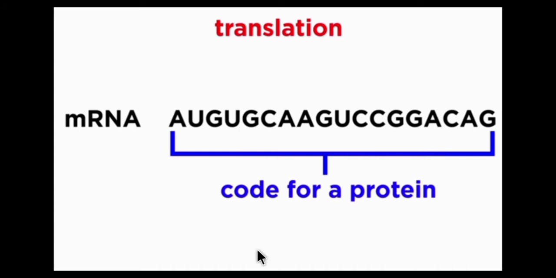During translation, the mRNA acts as the protein code, which has sets of 3 bases, called codons, that will code for the specific anticodon carried by a specific tRNA, or transfer RNA. Each tRNA is attached to a specific amino acid.